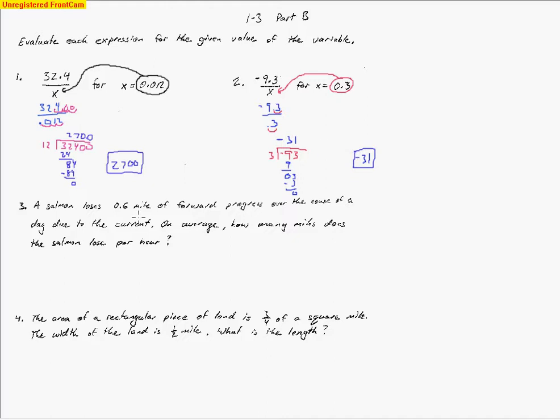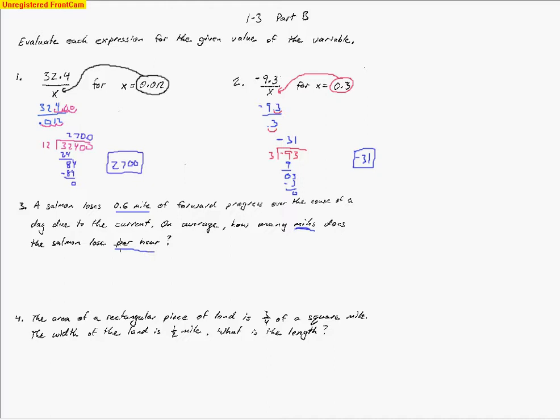Well, moving on to the next problem, we've got a word problem. It talks about how a salmon loses 6/10 mile of forward progress over the course of a day. And it says, due to the current, on an average, how many miles does the salmon lose per hour? So here it says it loses 6/10 of a mile.